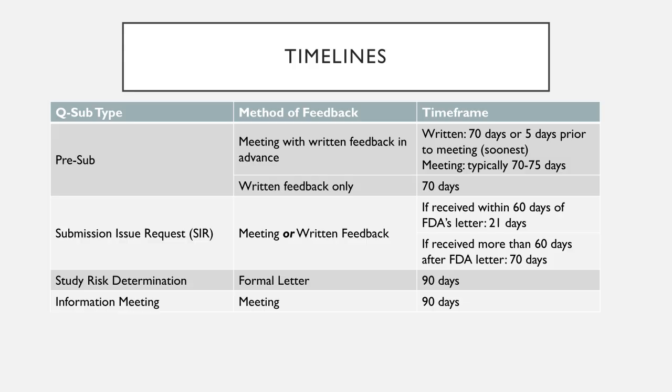Similar timelines are for the study risk determination, where they're going to receive a formal letter from the FDA within 90 days of that request. For an information meeting, it's going to be a scheduled meeting within 90 days of that request. In my experience, the FDA is almost inevitably going to be taking the maximum timeline allotted to them. So typically that 90 days, that 70 days, that 21 days is dictated by these timelines, and not very often are you going to get it sooner.